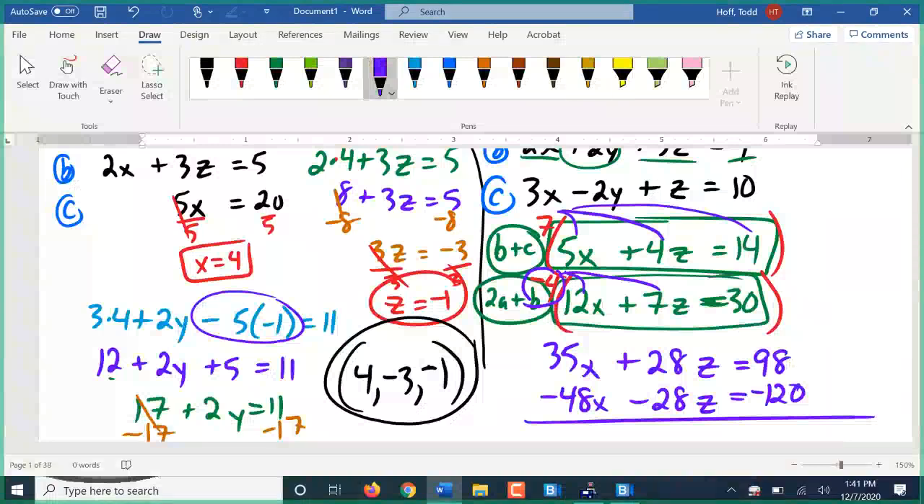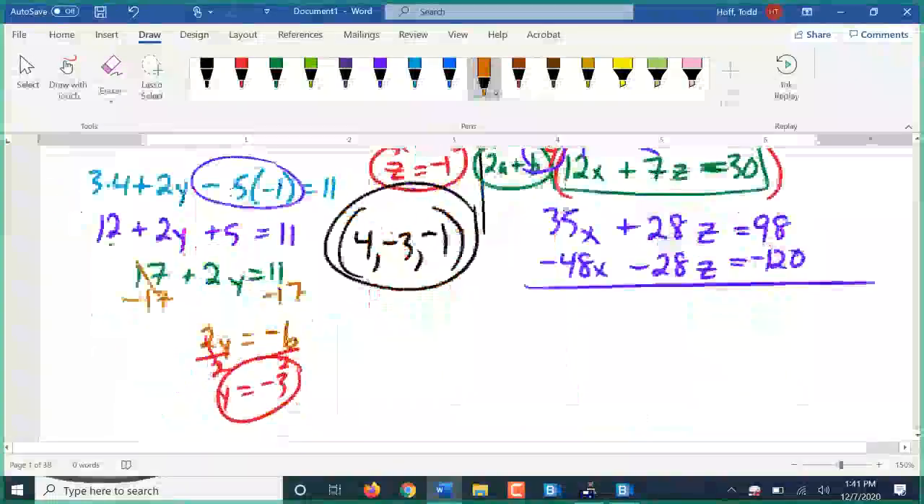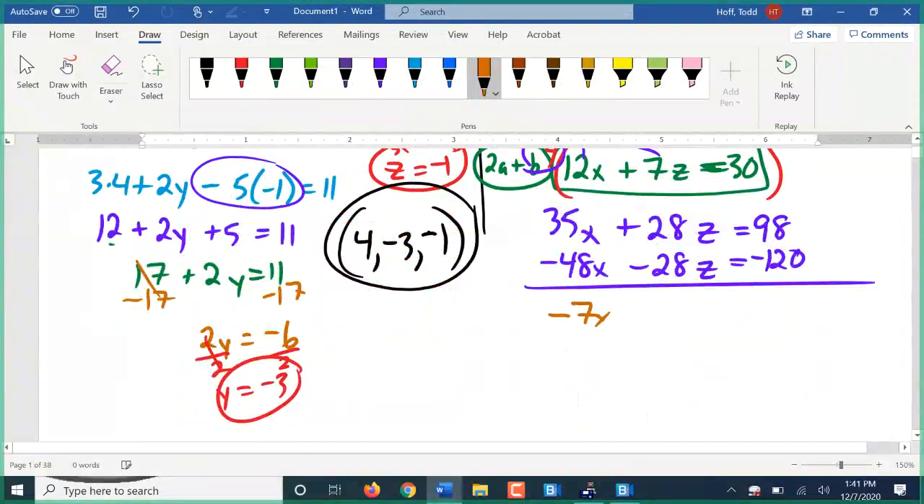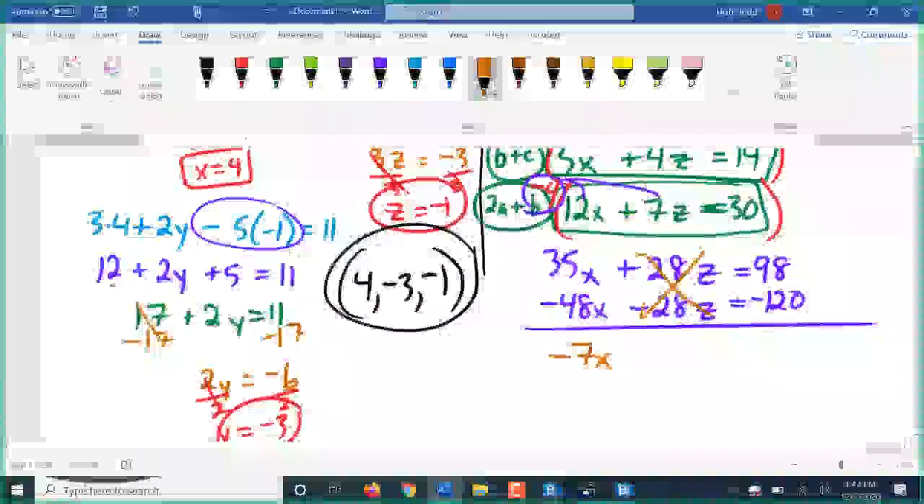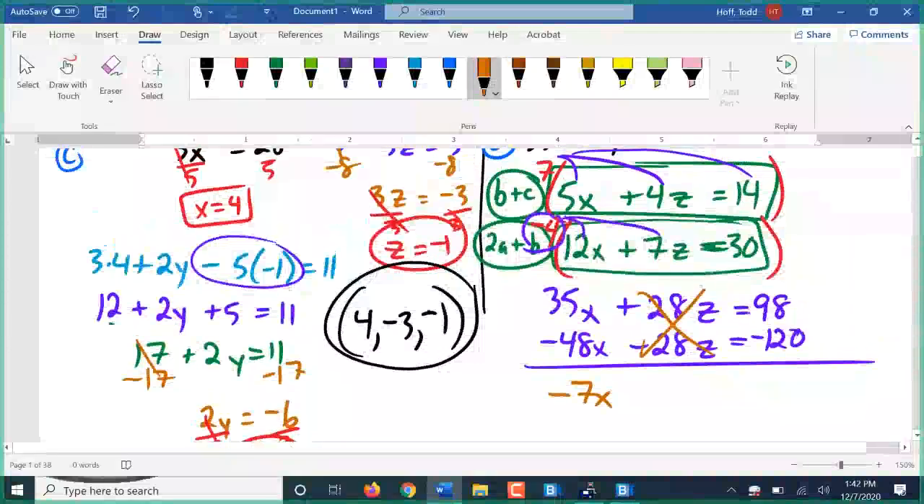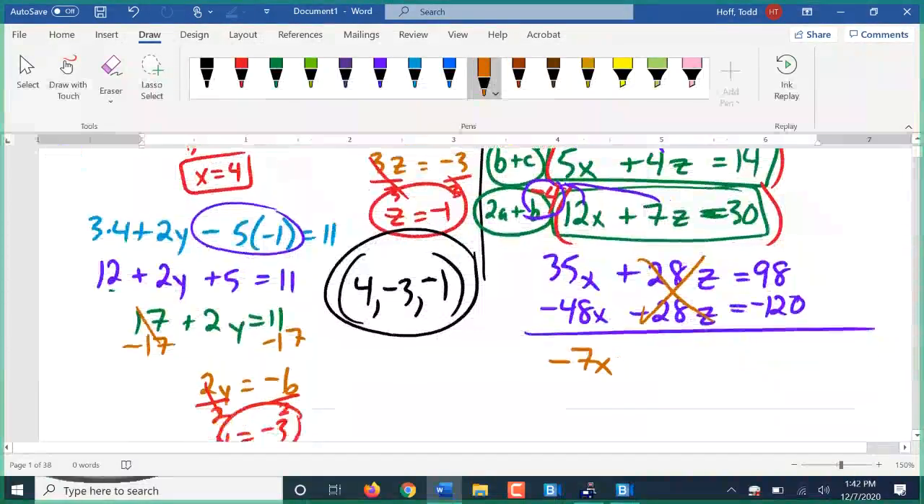And now we'll go ahead and add those columns. 35x and negative 48x is a negative 7x. 28z and negative 28z cancels out. Oops, it should be a negative 13x, shouldn't it?